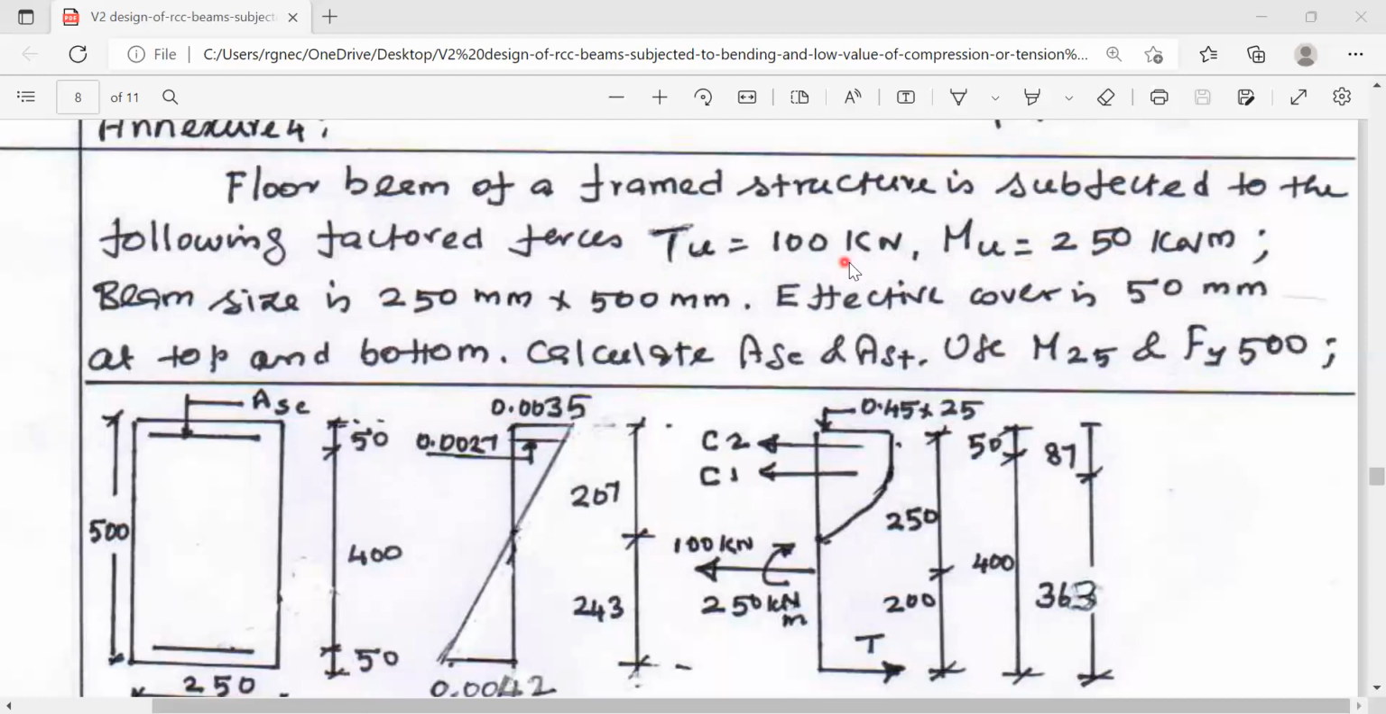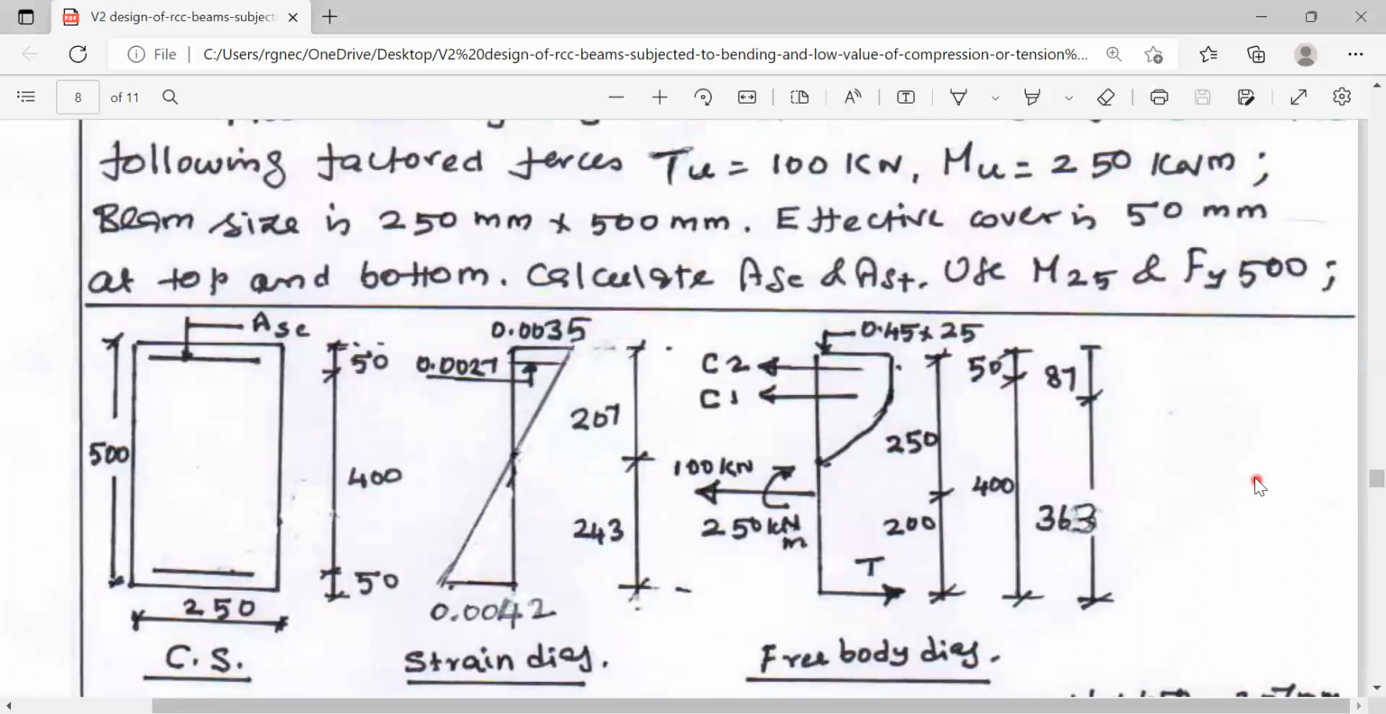Here, these are all factored forces and the beam size is 250 mm breadth, 500 mm depth overall. We have a cover of 50 mm on both sides, tension zone and compression zone. This is the compression zone reinforcement ASC. This is AST. The problem is to calculate the value of ASC and AST. Before proceeding to the problem, let us calculate all the parameters required for using these equilibrium equations.